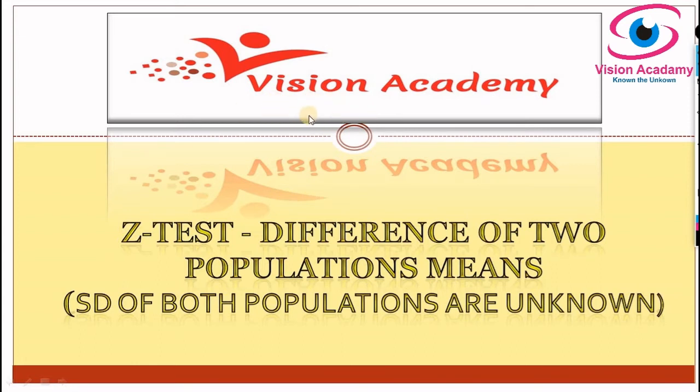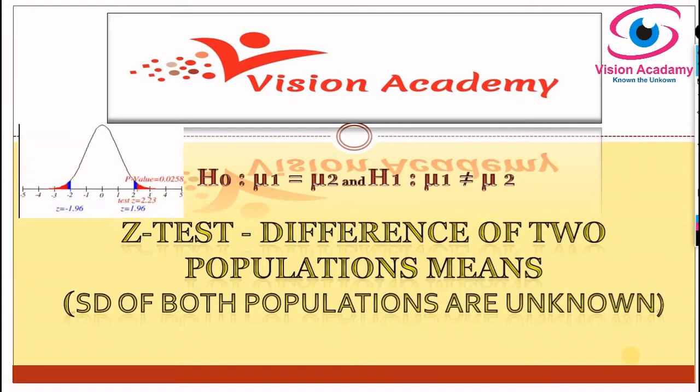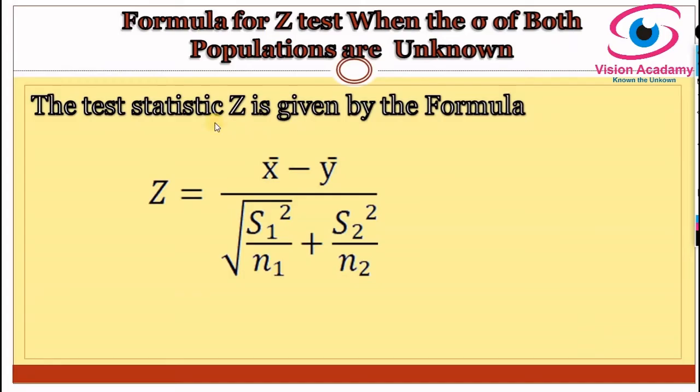Let us know the formula that we use to calculate z-test when the difference of two population means, and in that the standard deviation of both populations are unknown. While addressing the difference of two population means when standard deviation of both populations are unknown, you have to use this formula. When you do not know the standard deviation of both populations, you can calculate the sample standard deviation of the respective population. If the sample standard deviation is given directly, you can consider and use this formula.